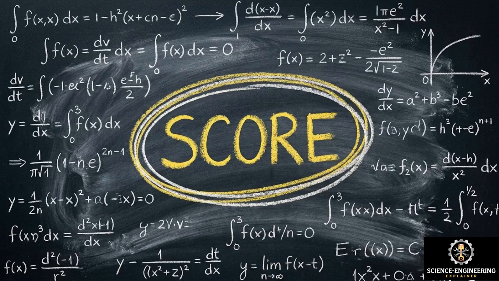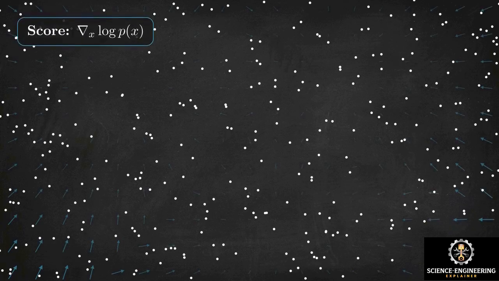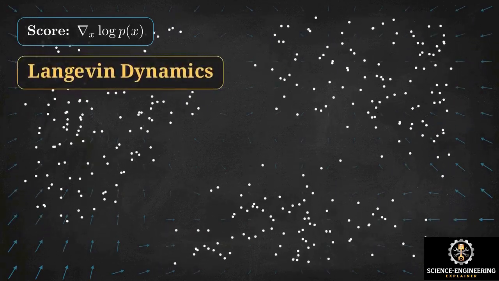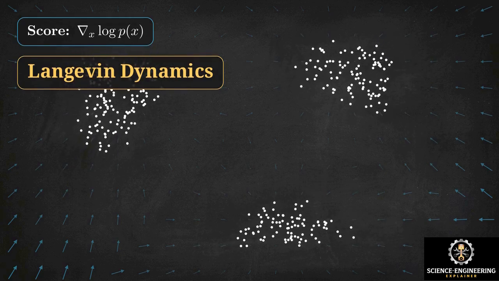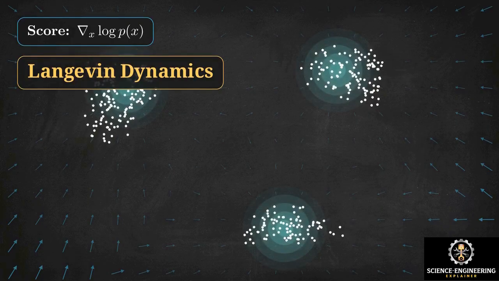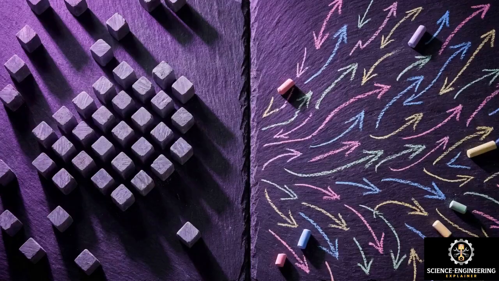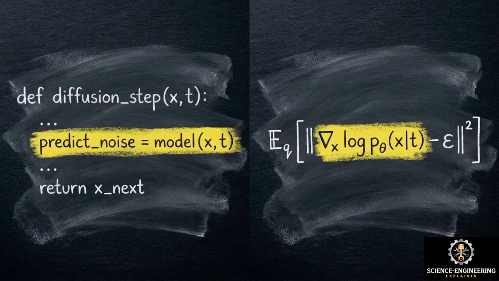Mathematically, predicting that noise is identical to estimating what statisticians call the score, the gradient of the log density of the data distribution. In this score-based view, generation becomes a process of navigating a vector field. Points of pure static follow the gradients, moving from empty regions toward high-density clusters to form organized shapes, a process known as Langevin dynamics. While they use different vocabularies, DDPM noise prediction and score-based navigation describe the same underlying algorithm. Whether the model is predicting a noise matrix or following a vector field, the actual computation remains identical.